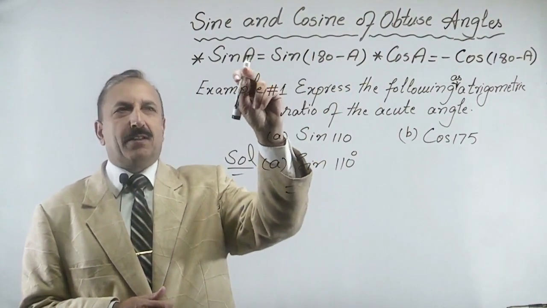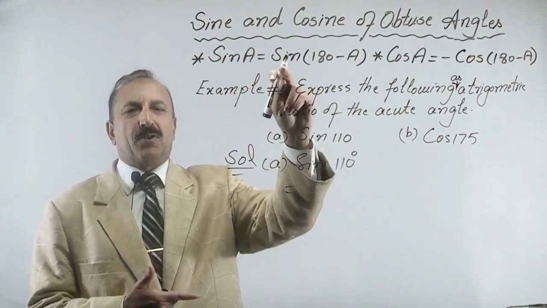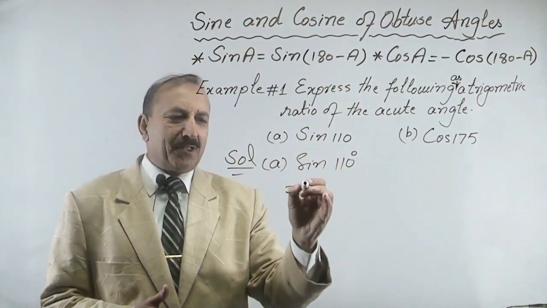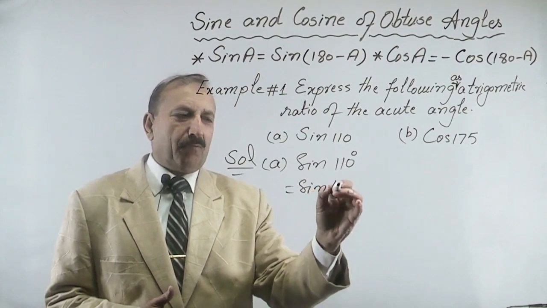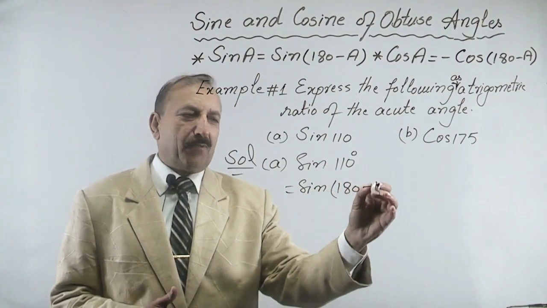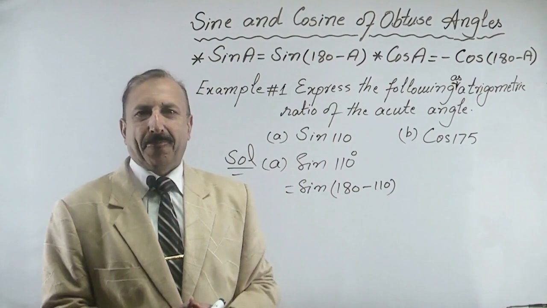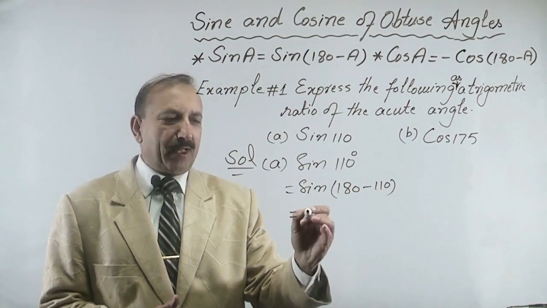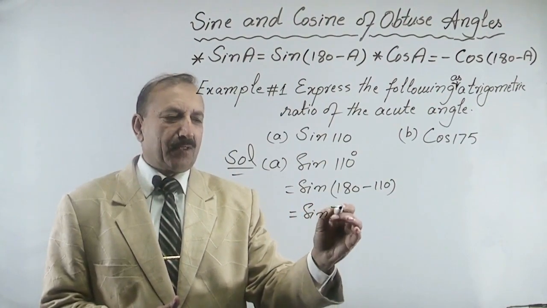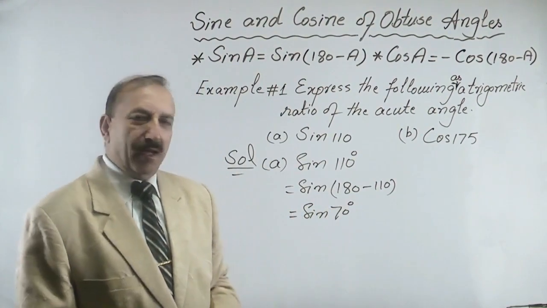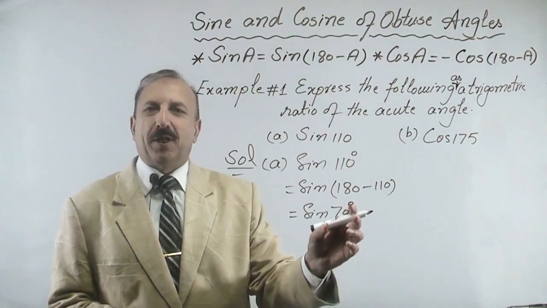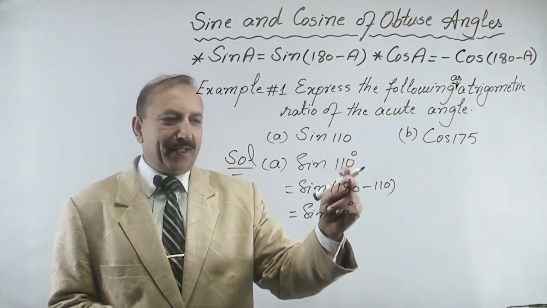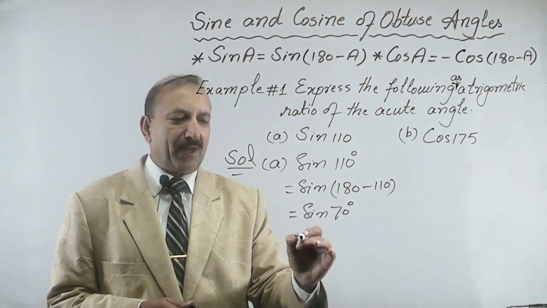Whenever we have any angle sine of A, we can write it in the form of sine of 180 minus A. So this sine of 110 can be written as sine of 180 minus 110. And now if we subtract, we will get sine of 70 degrees. And now it's an acute angle. The question was, first convert this obtuse angle into an acute angle and then find its value.